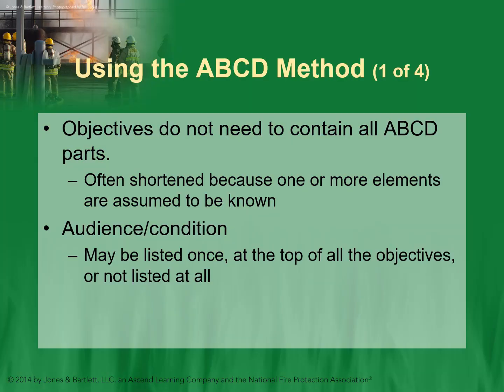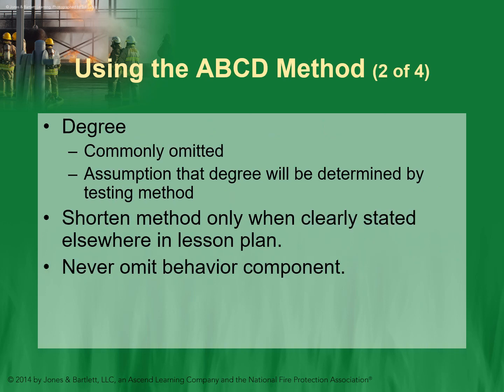Using the ABCD method, the objectives do not need to contain all ABCD parts. Often it is shortened because one or more of the elements are assumed to already be known. The audience and the condition may be listed once at the top of all the objectives, or may not be listed at all. The degree is commonly omitted, with the assumption that the degree will be determined by a testing method.